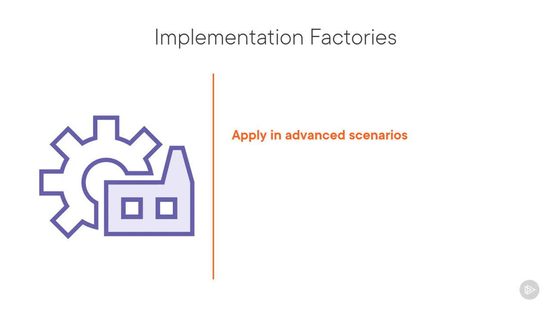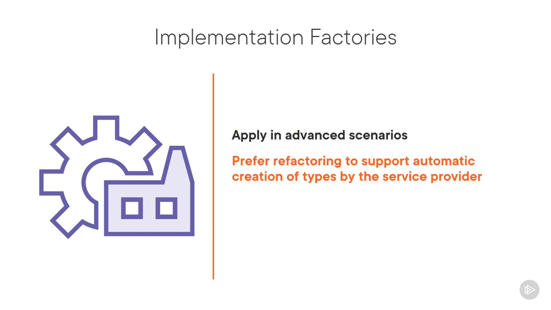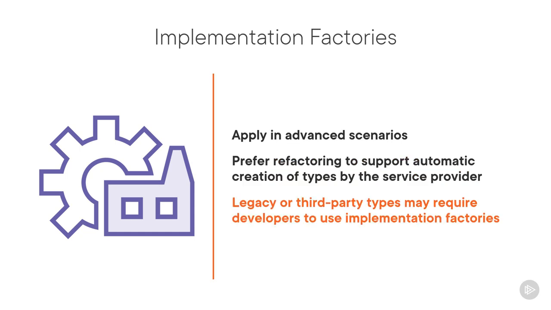Consider the use of implementation factories as a more advanced scenario that you should rarely need to apply. The first choice in these situations should be to review whether your code can be refactored to support automatic creation of the objects by the container. But this might not always be possible when you're working with legacy or third-party code. In these situations, you may want to add types to the container where you have no direct control over their creation, and an implementation factory can provide the control that you need to support this.